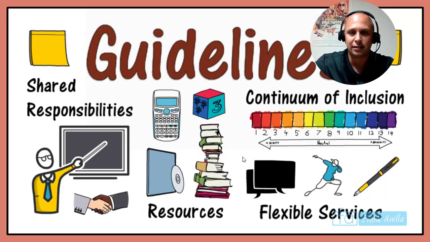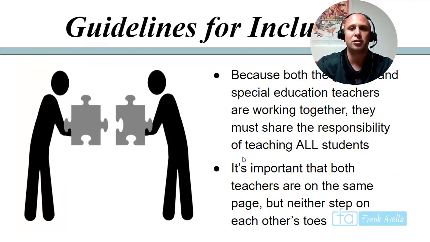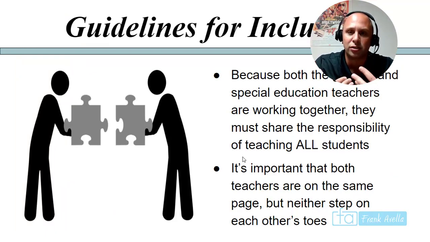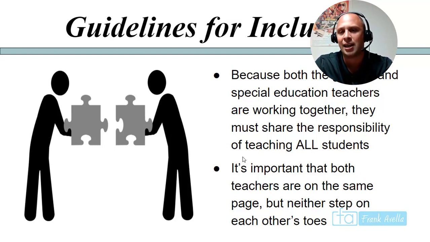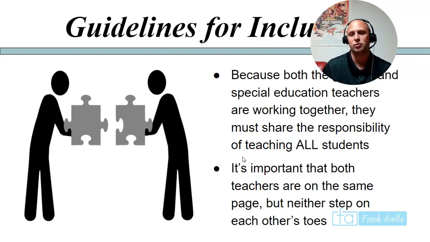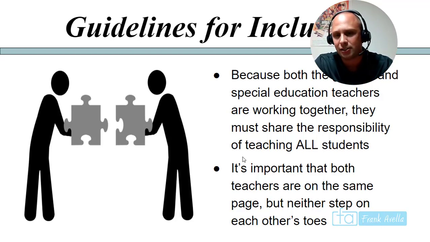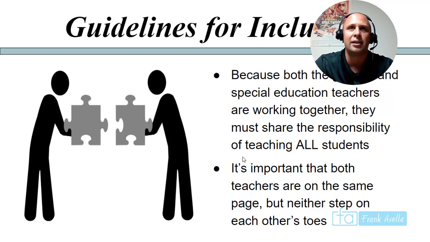So here are some guidelines for teaching in an inclusion classroom. Both the general education and special education teachers work together, and this isn't always the case, but I'm focusing on this one here. They must share the responsibility of teaching all students. I hate when the general education teacher goes, "Oh, these are my students," and the special education teacher goes, "These are my students." The students in the classroom belong to both teachers. It's important that both teachers are on the same page, and be careful not to step on each other's toes. I've been in this environment a lot, and that was one of the biggest obstacles.